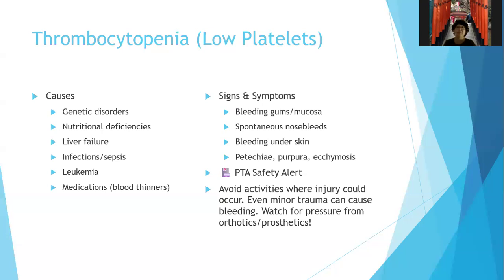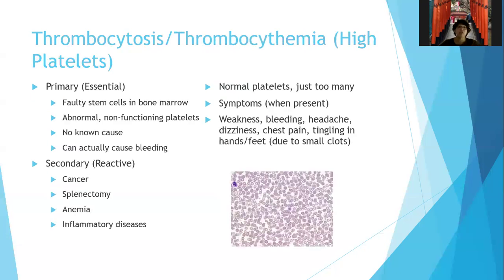So you want to avoid activities where injury could occur. Even minor trauma can cause bleeding. So you need to watch for pressure from orthotics and prosthetics. Because even just what you wouldn't even consider to be trauma in somebody else could cause bleeding for someone with thrombocytopenia. So thrombocytosis, also called thrombocythemia, which is a lot of thrombocytes in the blood.